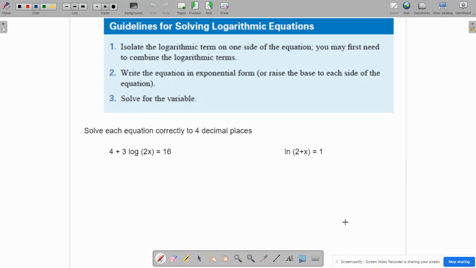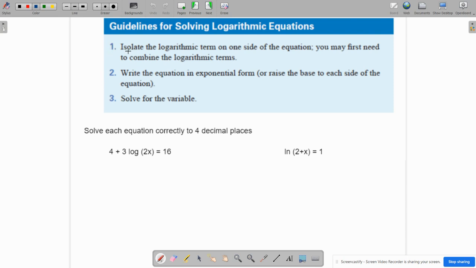Let's talk about solving logarithmic equations. So you can see here I have two different examples where I am solving for a variable that you are currently taking the logarithm of. In these situations, there are typically three steps that we follow.